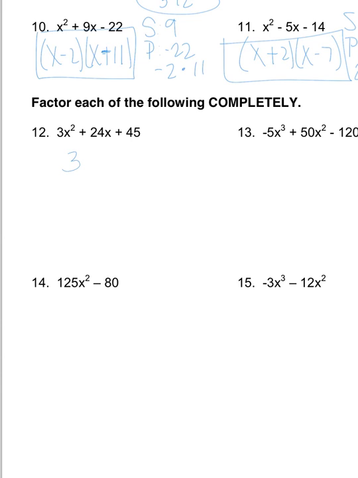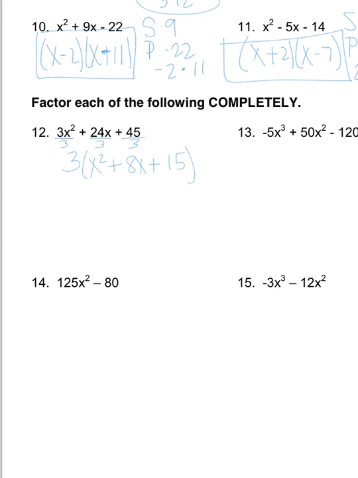Okay, and then notice they don't all have a variable in common, so that would be the GCF. So remember, we're dividing each one by the GCF. So that would give you x squared plus 8x plus 15. Okay, so once we take out the GCF, we're looking to see how many terms we have inside our parentheses. So notice we have 3 terms.